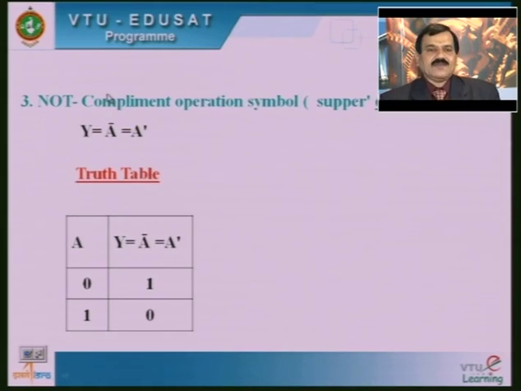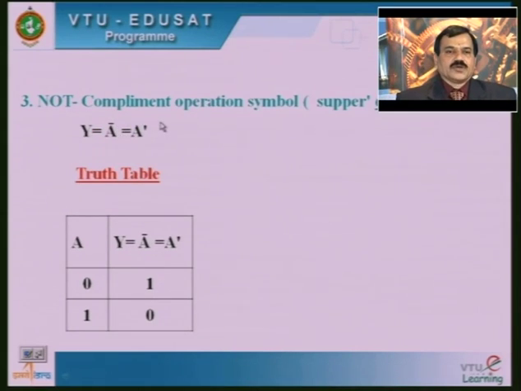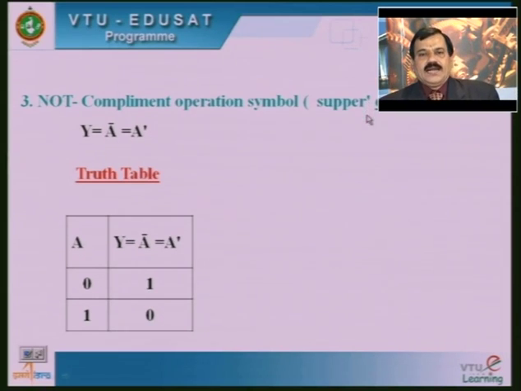And the third one is NOT operation. Usually this NOT operation we are going to call complement operation, and symbolically it is represented as a superscript with one small slight line notation, or we are going to write a bar over the variable. So now such operation is represented as Y is equal to A complement. This is also A complement, another way of notation.